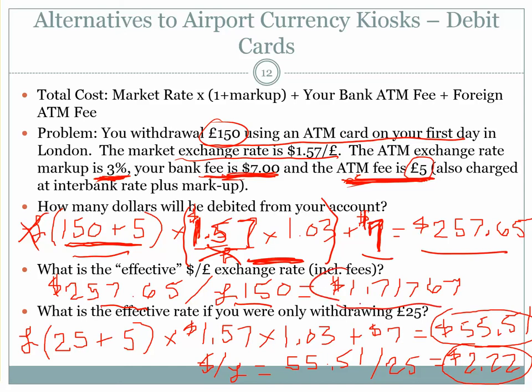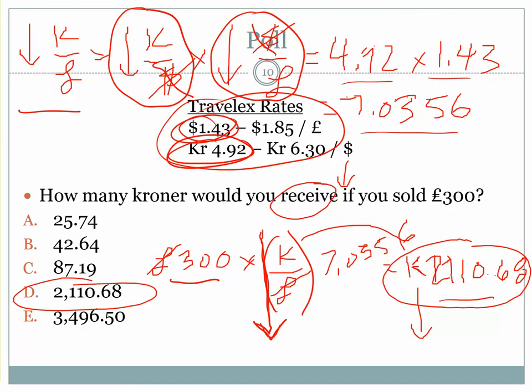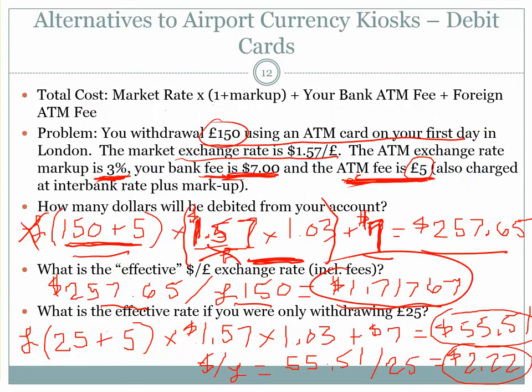That is what you can compare to exchange rates that say $1.43 bid and $1.85 ask. So I would be charged $1.85 at the Travelex office. Effectively, I'm getting it at $1.71 at my ATM. So this is definitely better than the Travelex office.